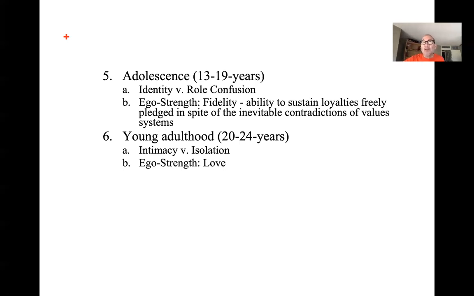Now, the 5th stage is that of adolescence, and that occurs between 13 and 19. And the fork in the road here is identity versus role confusion. Can one develop a sense of who they are, what they value, what they know, what they may want to pursue as an occupation, or what kind of work they want to pursue, versus confusion? What are their values, who are they, and so on. If they can take the positive path, they can develop the ego strength of fidelity.